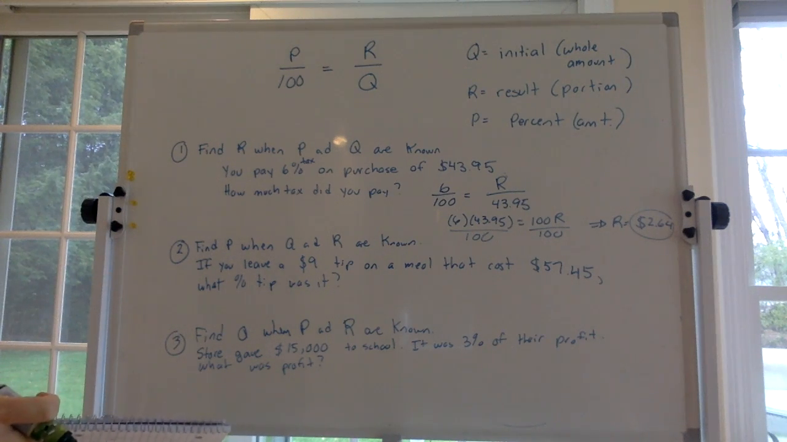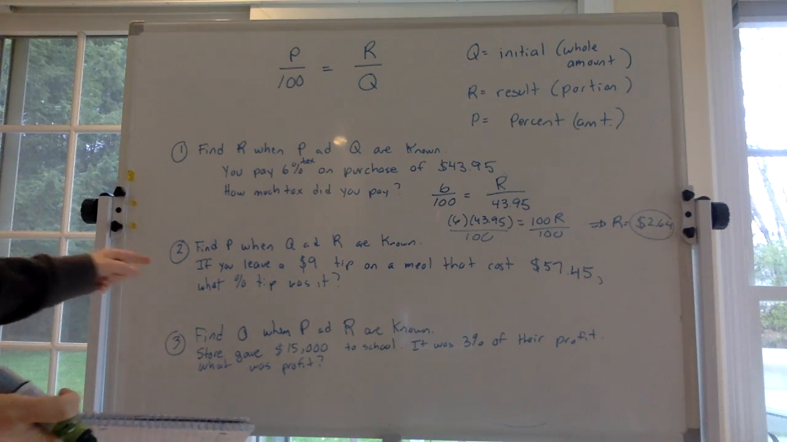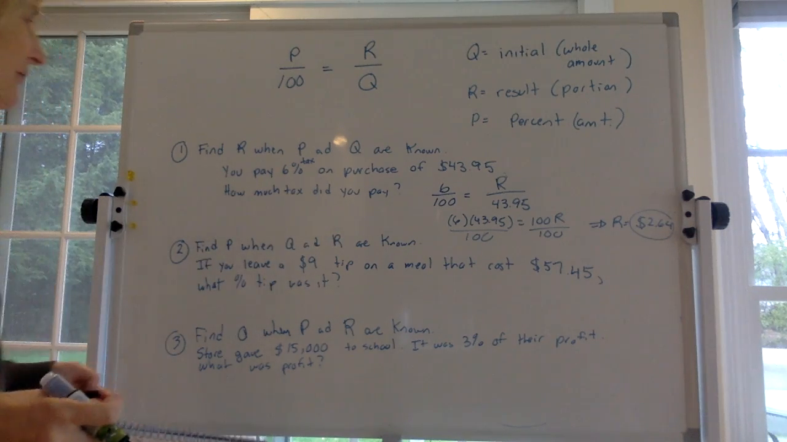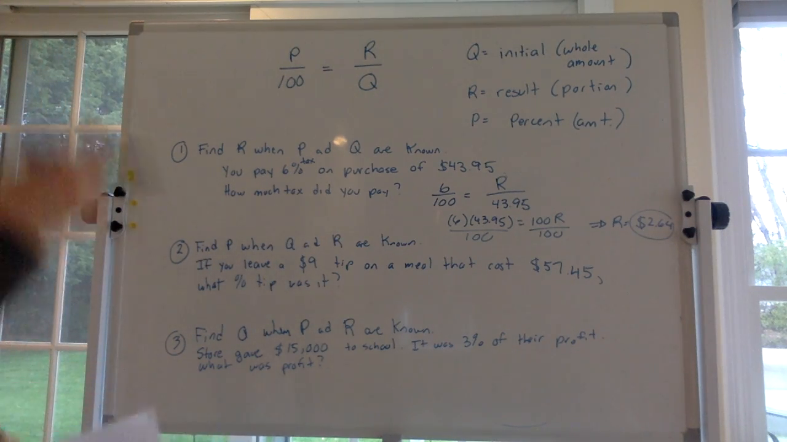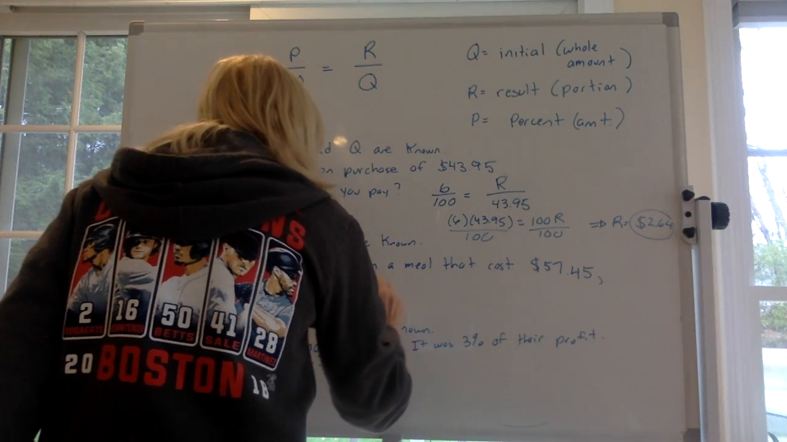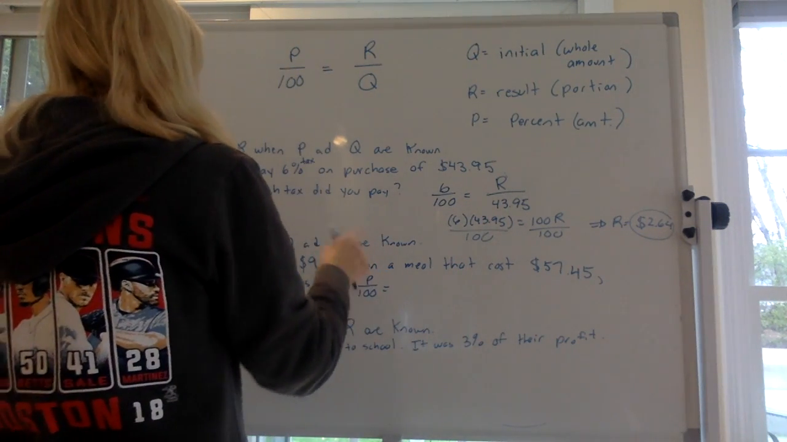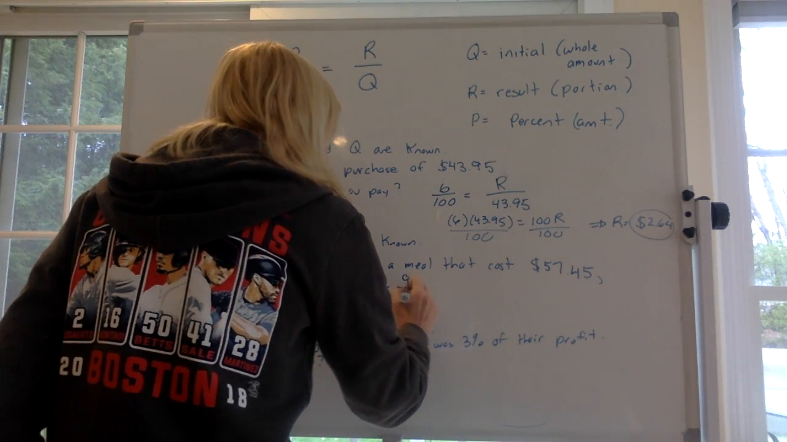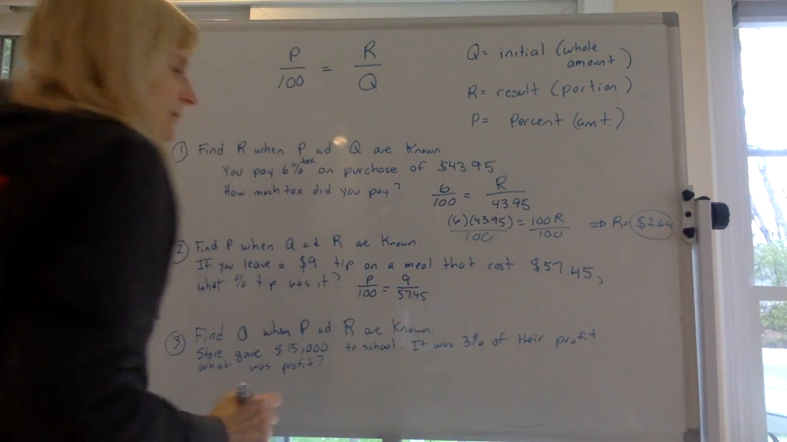How about the second one? This says find P when Q and R are known. Does that make sense? If you leave a $9 tip on a meal that costs $57.45, what percentage of the meal was the tip? You don't know the P, you don't know the percent in this case, but you do know that the resulting tip was 9 out of the whole meal, which was 57.45.